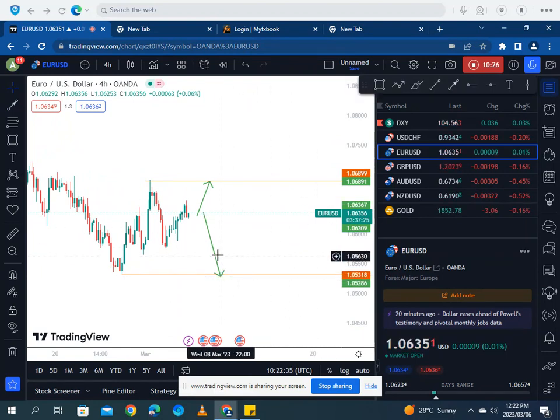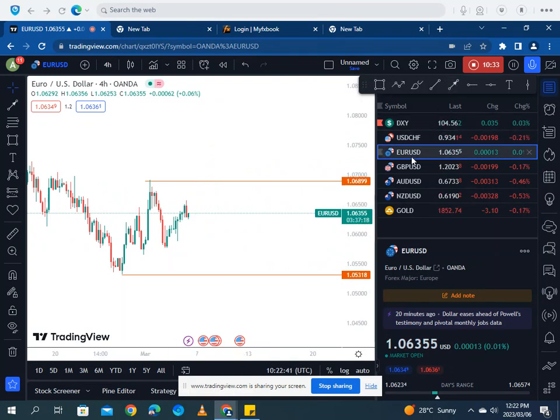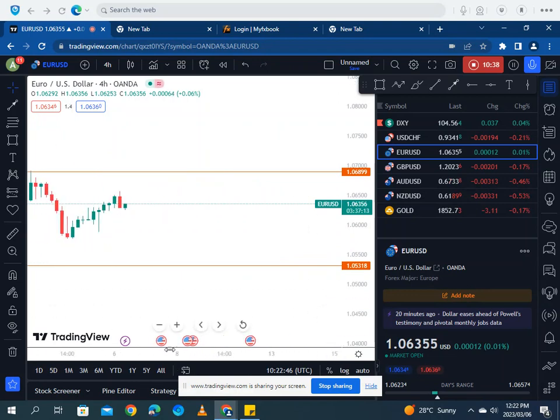Now common sense dictates that since we are selling DXY and USD Swiss franc, we should be buying the Euro USD. Let's see if the evidence suggests that, right?